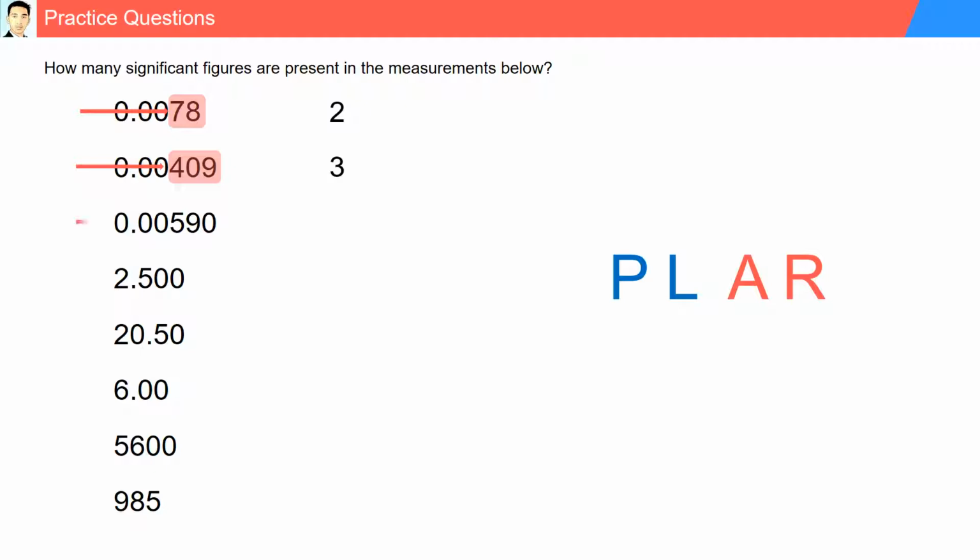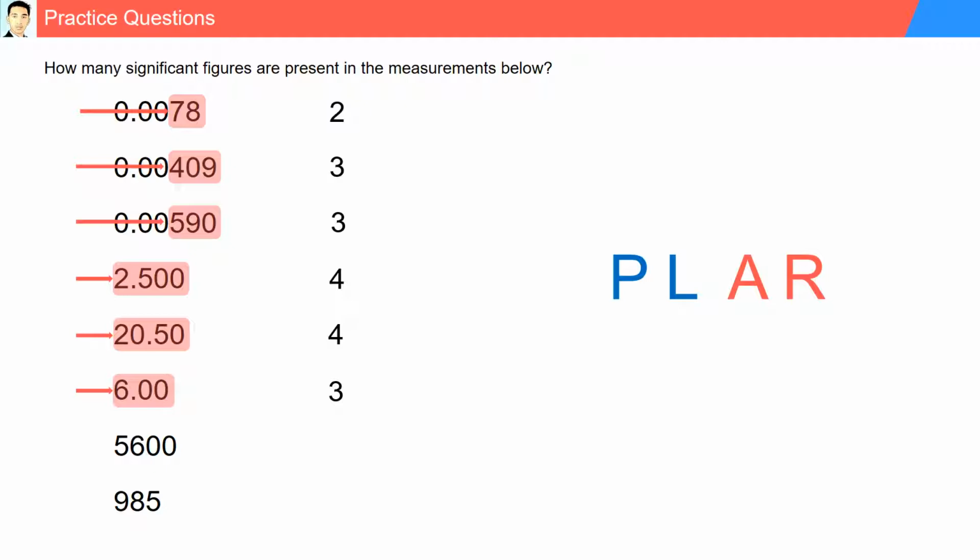0.00590, decimal point is present, so we come from the left. 3 significant figures. 2.500, decimal point is present, so we come from the left. 4 significant figures. 20.50, decimal point is present, so we come from the left. 4 significant figures. 6.00, decimal point is present, so we come from the left. 3 significant figures.